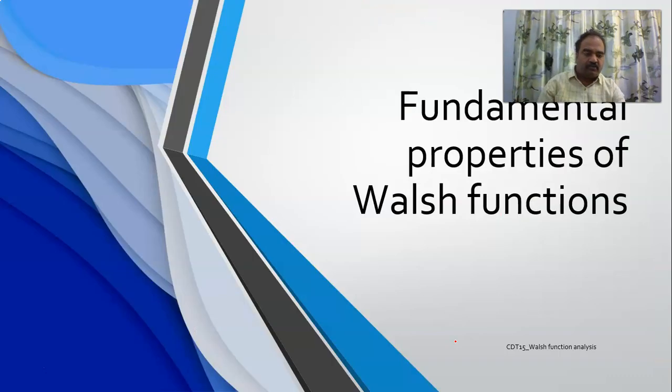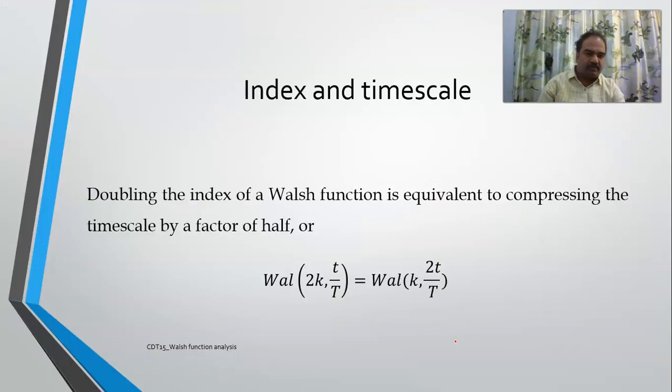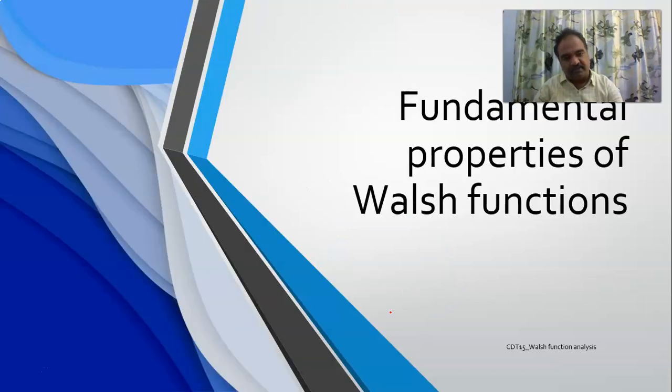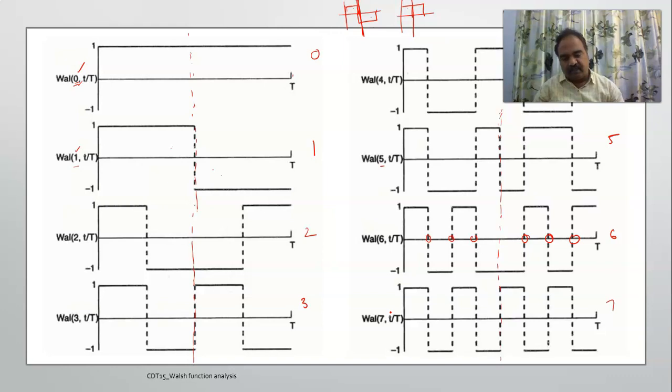Now we will move on to the fundamental properties of Walsh functions, index and time scale. This is the first property which we will be discussing. Doubling the index of a Walsh function is equivalent to compressing the time scale by a factor of half. So if I double this, it means that it is just compressing the entire time period by half. Now I'll show you in this picture itself.